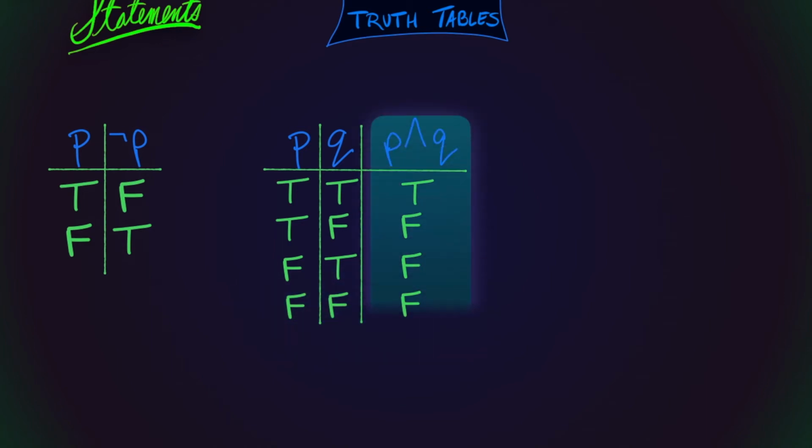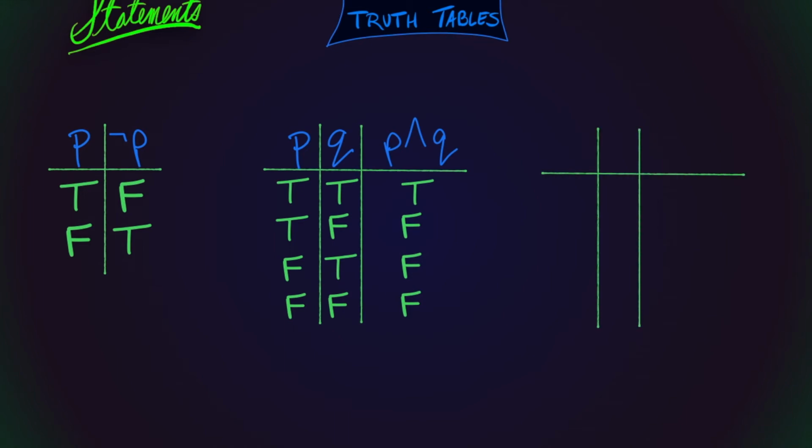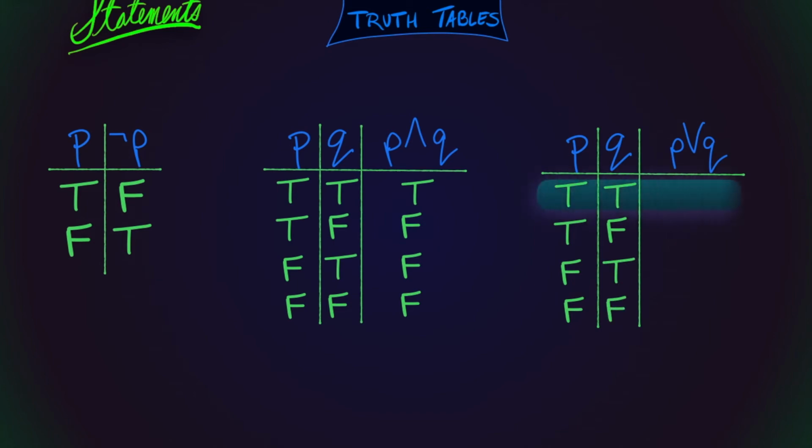And let's do the same thing for the disjunction. And generally, if we have a disjunction, it's going to be true unless they're both false. So, if P is true, Q is true, P or Q would be true. P is true, Q is false. P or Q will be true. False and true, we'll get a true. And lastly, this is the only time it's going to be false.